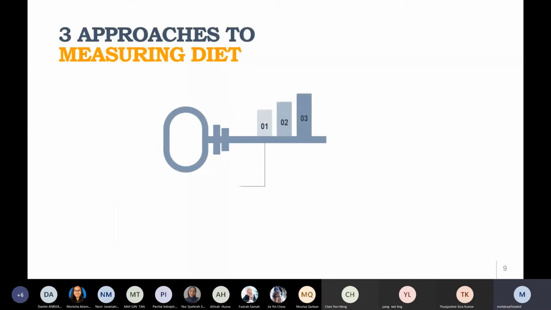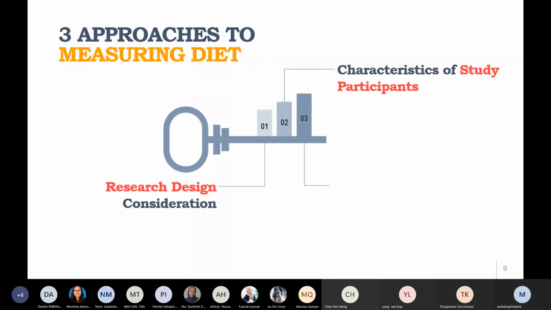So there are 3 approaches to measuring diet. The first one is by looking at the research design consideration. So when we say the approach to measure diet, it is how they select which type of dietary assessment techniques to be used. So it is based on the research design consideration. Number 2 is based on the characteristics of study participants. And finally, by looking at the available resources. So these are the 3 approaches to measure diet.